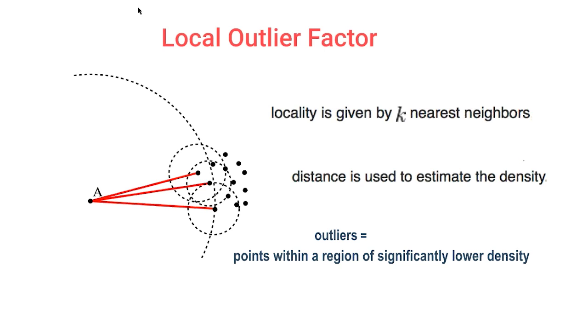It's based on a concept of local density, where our local density is given by k nearest neighbors, whose distance is used to estimate the density. By comparing the local density of an object to the local densities of its neighbors, one can identify regions of similar density, along with points in regions that have lower density than their neighbors. These points are considered to be outliers.